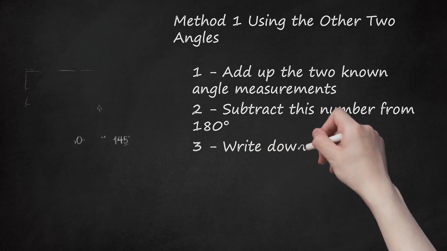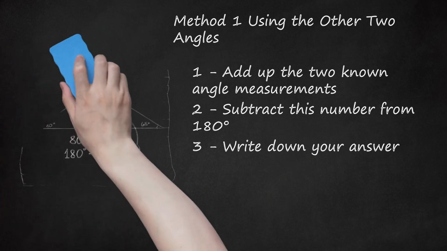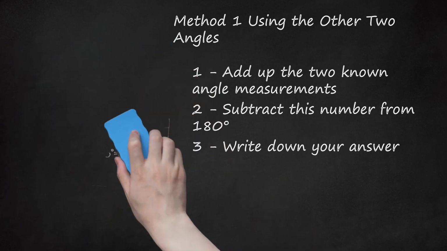3. Write down your answer. You now know that the third angle measures 35 degrees. If you're doubting yourself, just check your work. The three angles should add up to 180 degrees for the triangle to exist. 80 degrees plus 65 degrees plus 35 degrees equals 180 degrees. You're all done.